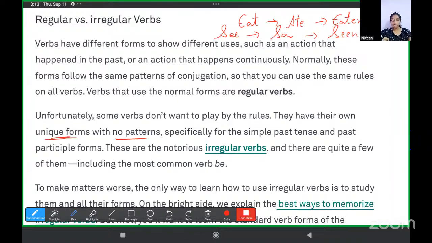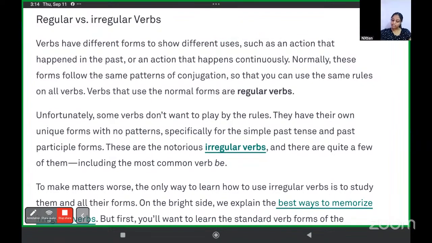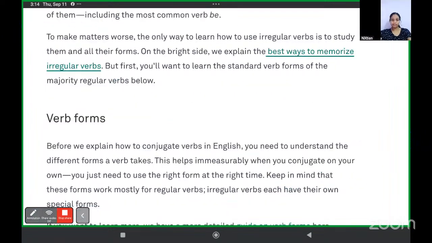Understood? What's the difference? Regular verbs follow a pattern. They follow ed, they follow ing, like playing, walking, and all of that. But irregular ones do not follow a pattern. Now, we take a look at verb forms.